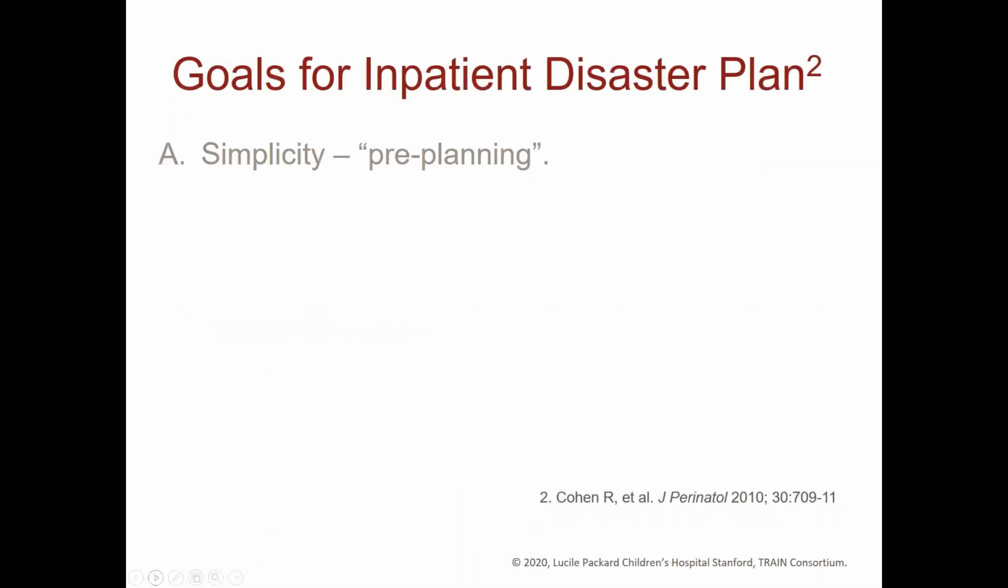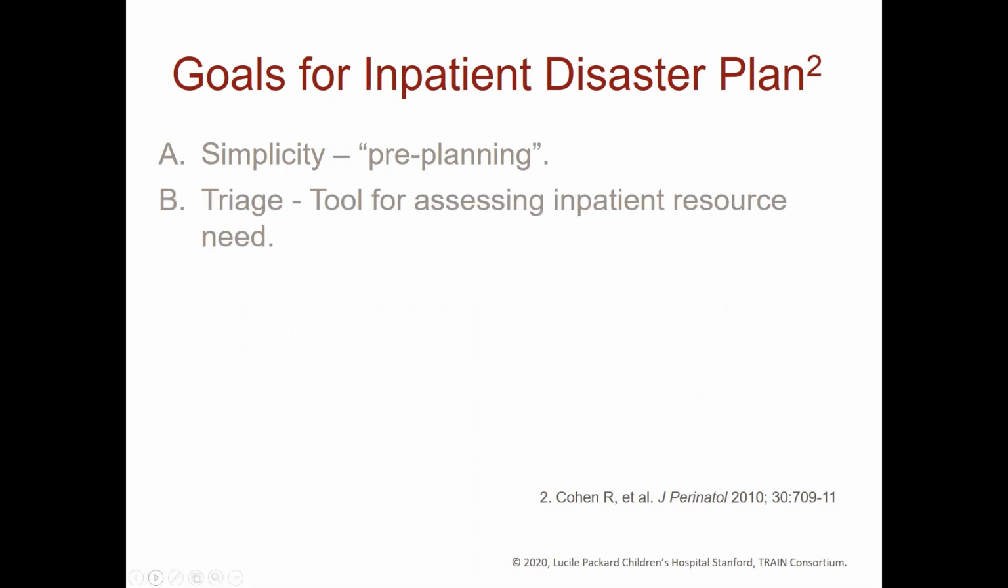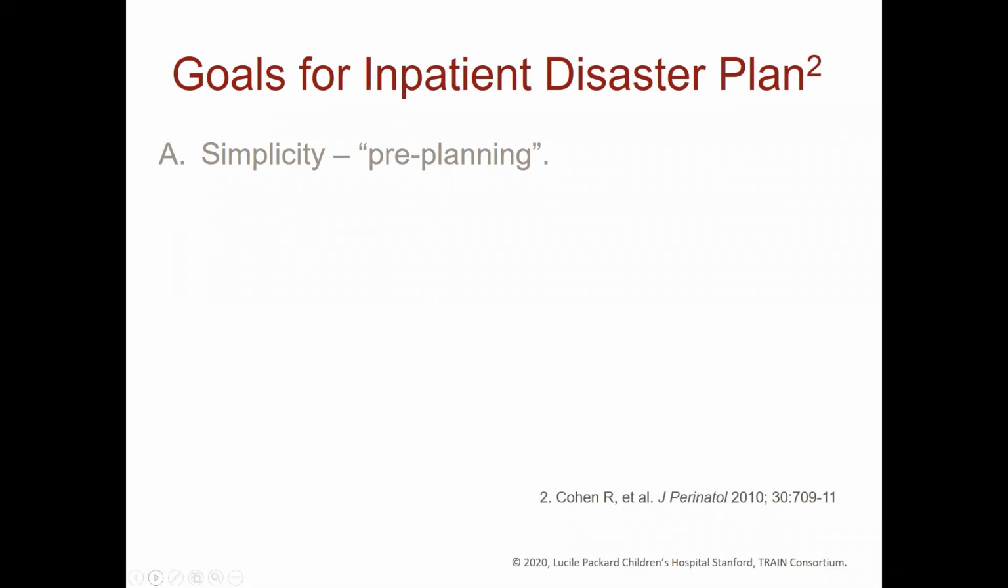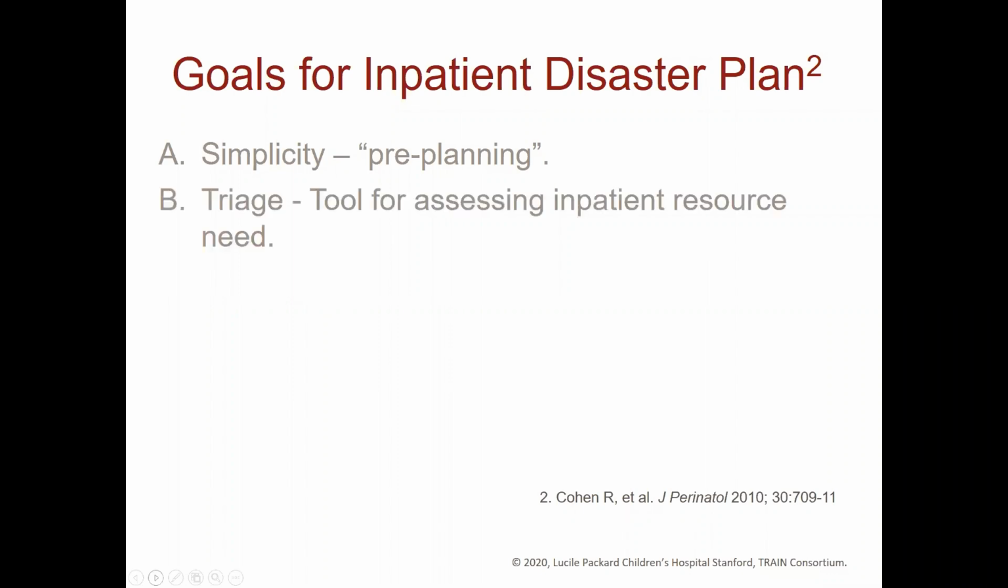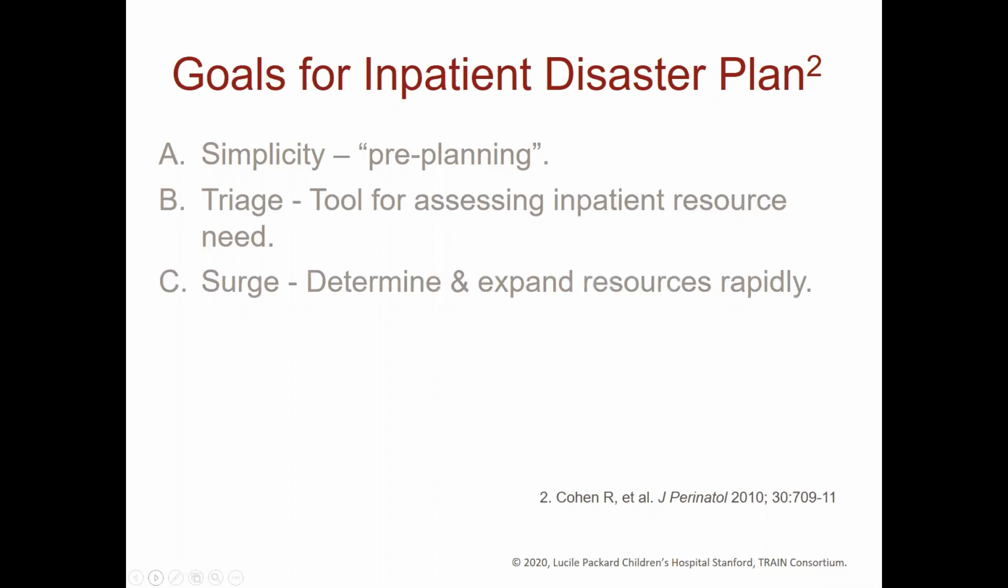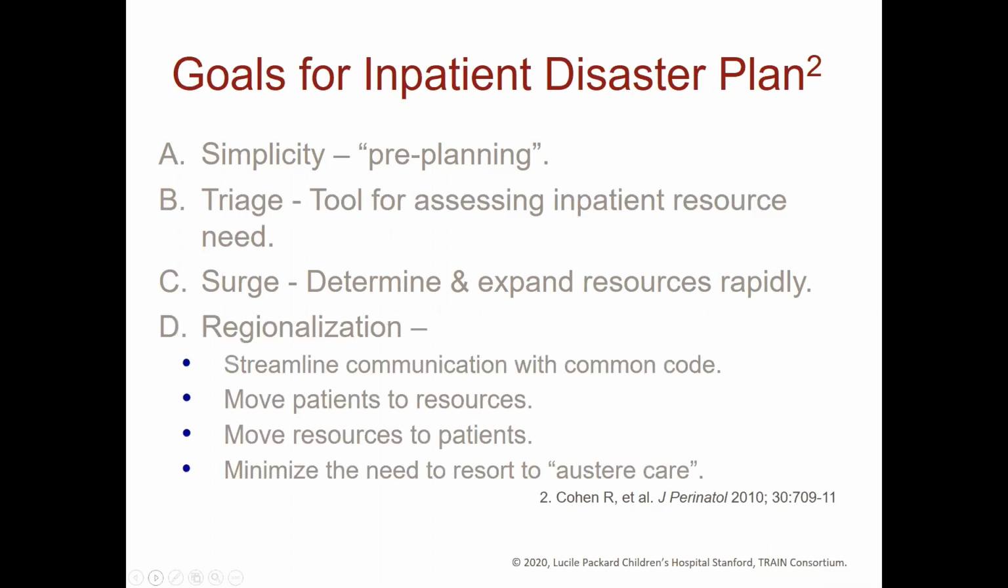So, the goals for an inpatient disaster plan. Number one, it has to be simple and it should be part of pre-planning. You can't really do just-in-time training while your building's on fire. We need a triage for assessing inpatient resource needs, because moving patients is all down to resources. Surge: we're going to need to work on ways to rapidly expand resource availability in the community throughout the region. That's surge.